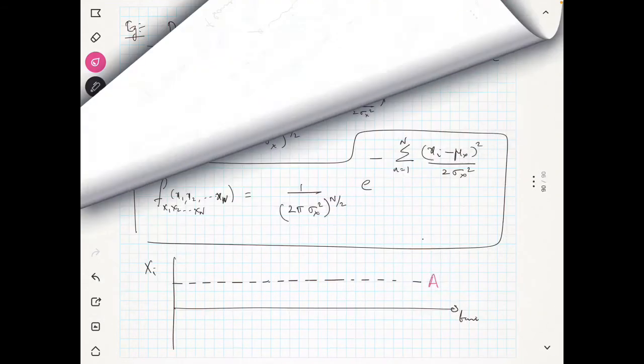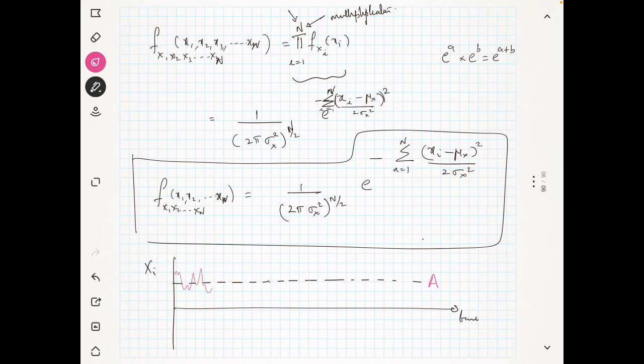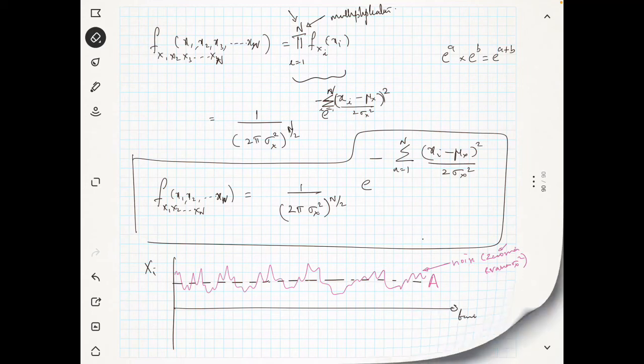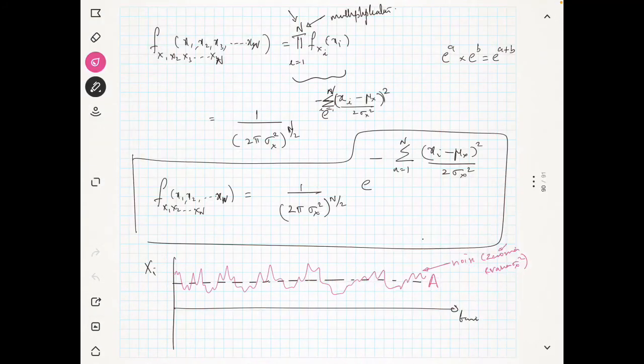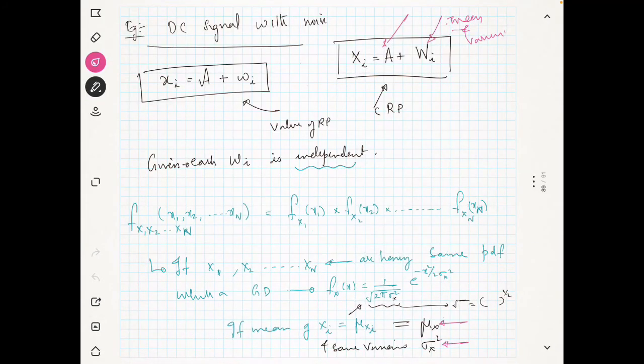If it has a 0 mean, then the signal will look like this. This is your random process. Here this is the noise part having 0 mean and variance sigma x square. This is the case if the noise has mean equal to 0. In this case, I have already told you that this is your random process. What will be the expected value of xi?